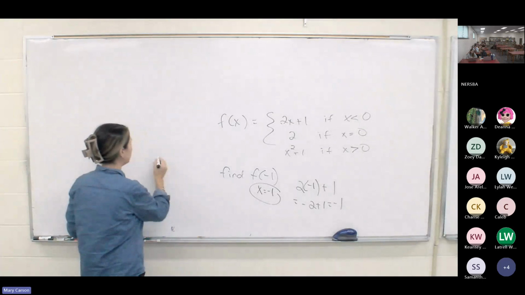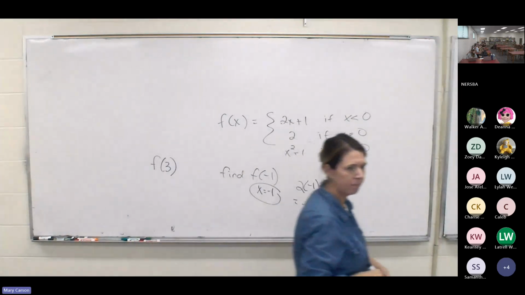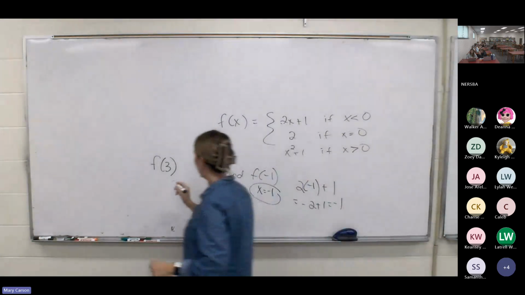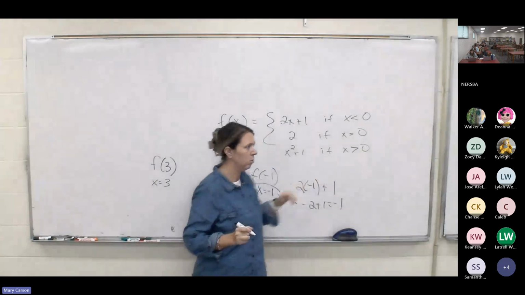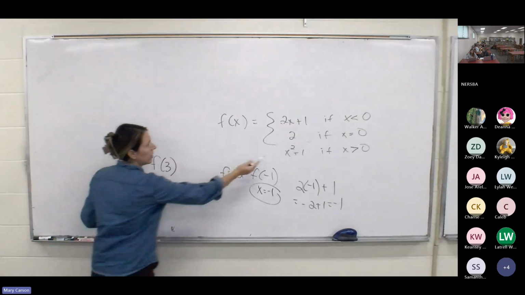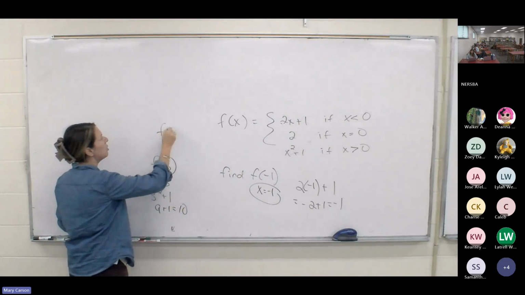Now, if I said find f of 3, which one would that be? Good, because x is greater than 0, because 3 is greater than 0. Okay, so f of 3, this means x is equal to 3. We know 3 is greater than 0. So you would do 3 squared plus 1. You're going to look at that equation, and this will be 9 plus 1 equals 10. Now, what if I asked you f of 0?